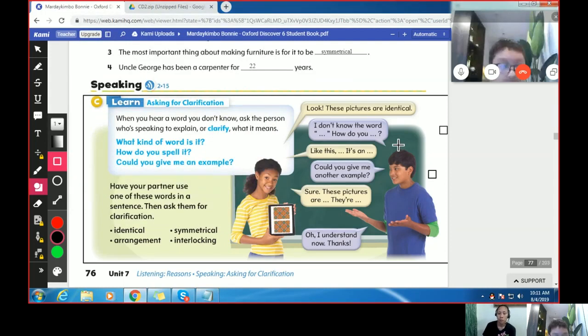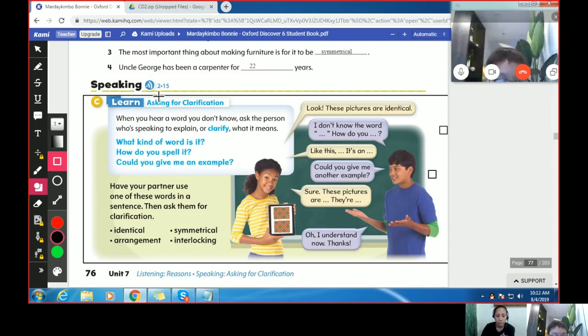Okay, asking for clarification. When you hear a word you don't know, ask the person who's speaking to explain or clarify what it means, what kind of word it is. How do you spell it? Could you give me an example? Very good. Have your partner use one of these words in a sentence, then ask them for clarification.